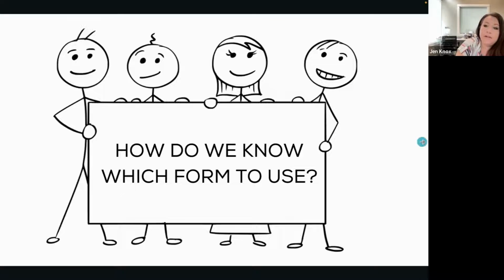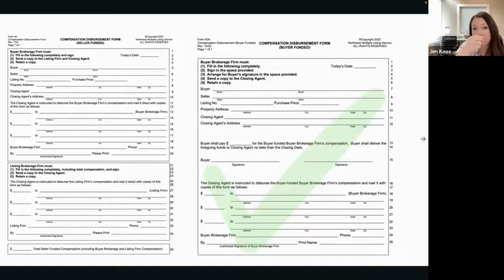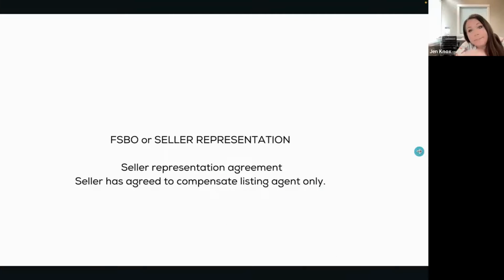So how do we know which form to use? When you think about this, I want you to automatically think, it's this form. So say you have a for sale by owner, and you represent the buyer. So the seller is unrepresented. There's no listing agreement. There's no seller representation agreement. And the buyer has a signed buyer agreement. And in that, they have offered to pay your compensation as their broker. This would be a buyer-funded compensation form. The buyer has offered to pay.